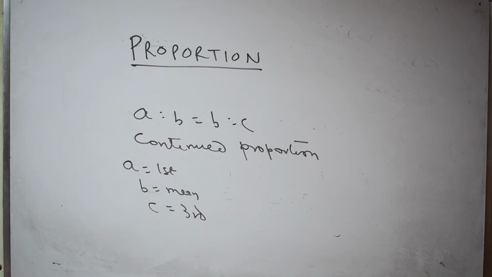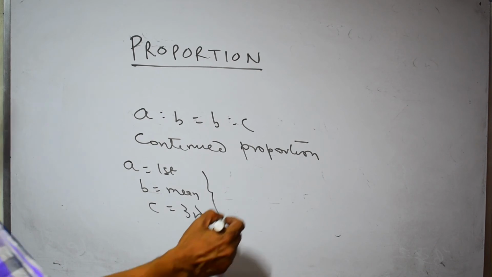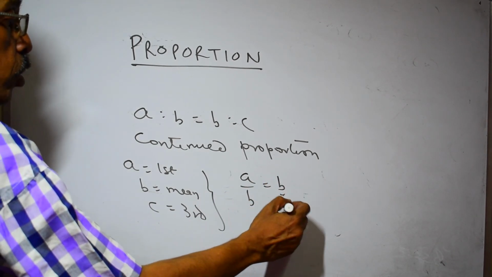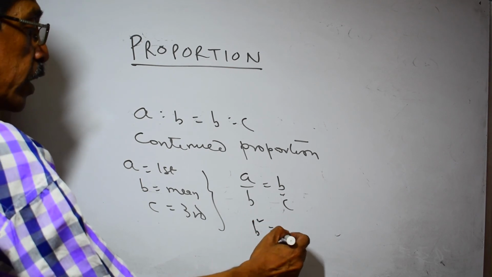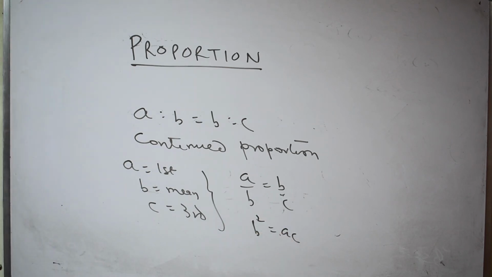So when you have first, mean and third, then we have a is to b is equal to b is to c. That is, a by b is equal to b by c. So it will be b square is equal to ac. That means the mean proportion will be the multiplication of the two under root.